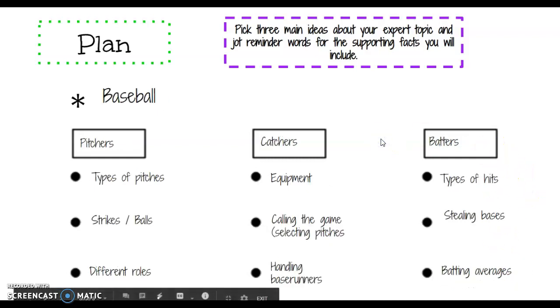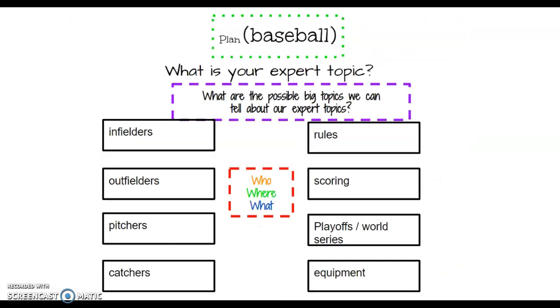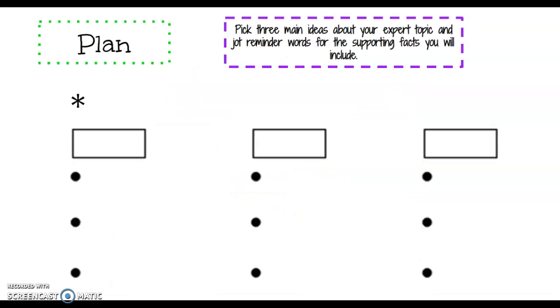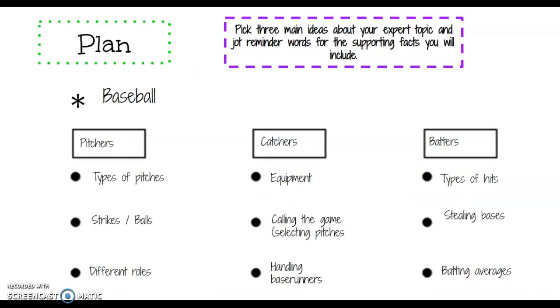For me, my specific example is baseball. I narrowed down from my choices here. My three things I'm going to write about are pitchers, catchers, and batters. I just chose this, and I am writing to inform, giving an introduction to people that maybe don't know about baseball, or maybe they do, but you are going to teach them specific things about it, or at least tell them about it as an expert. So I played baseball growing up, so I can talk about several of these things.